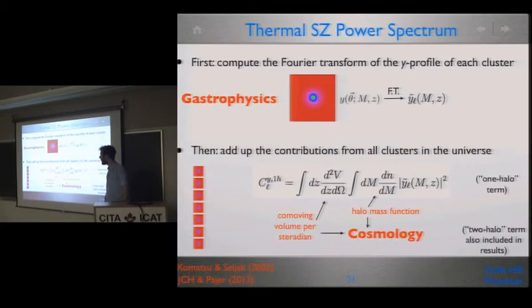Yeah, so I'll talk about how that's done in a little bit. Like I said, you rely on the frequency space characteristics of the TSZ effect in order to separate it out from the other components in the CMB sky.